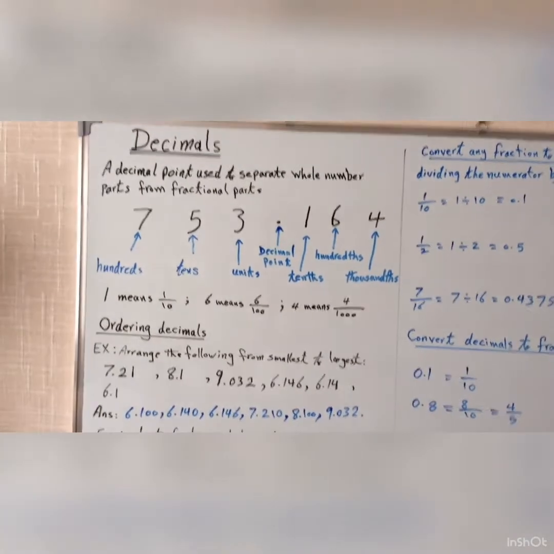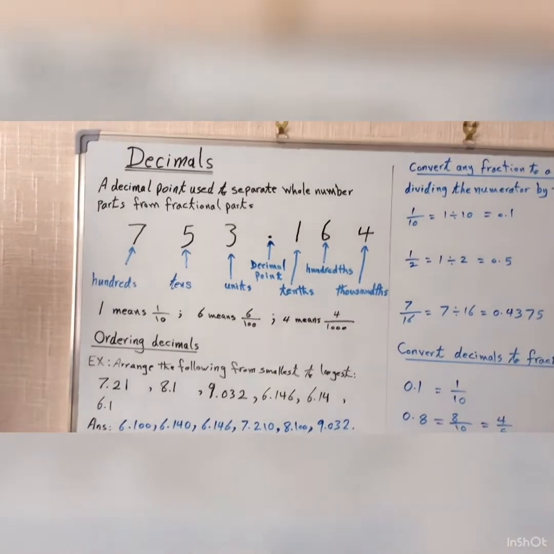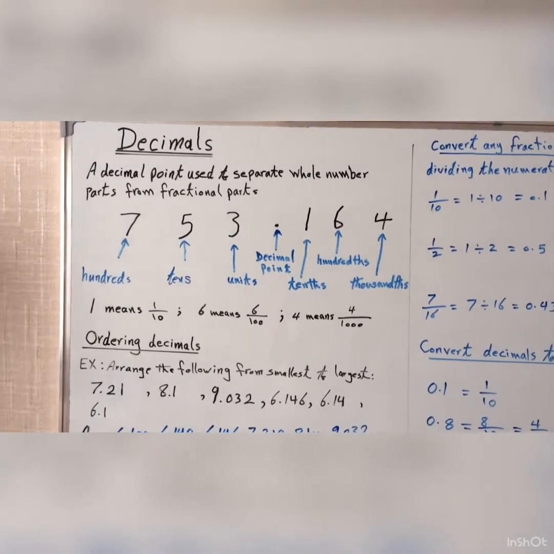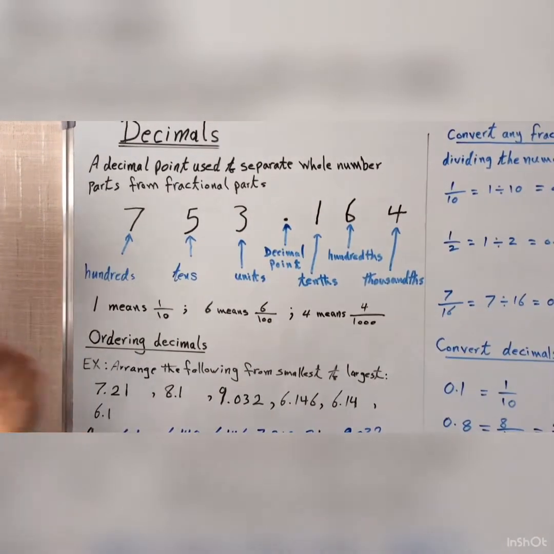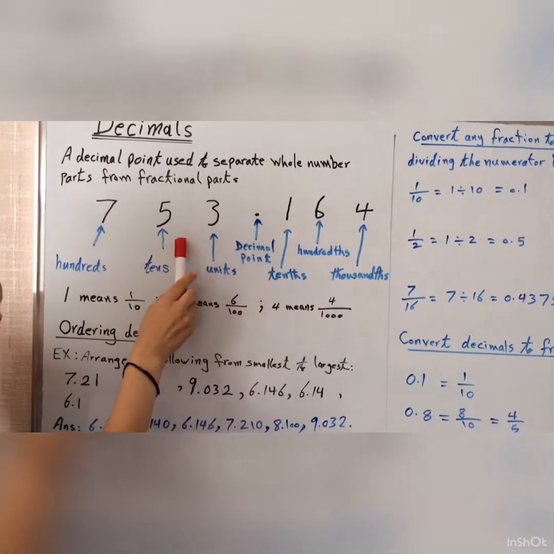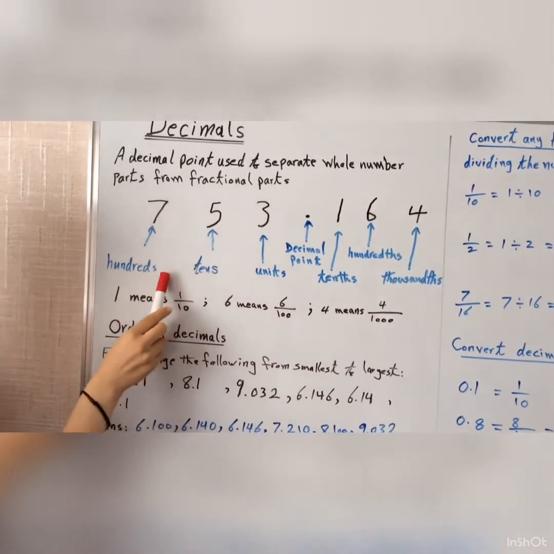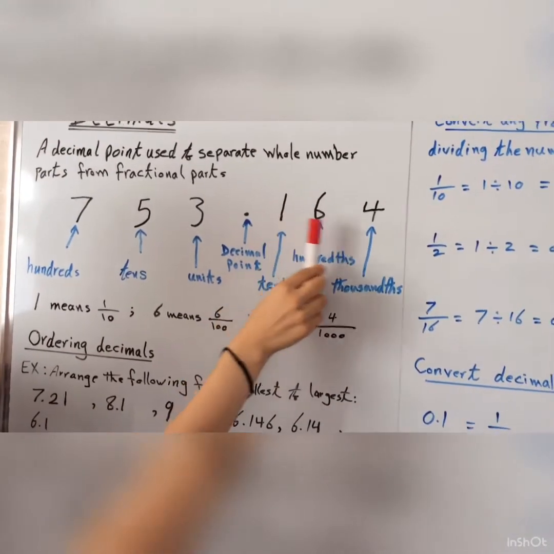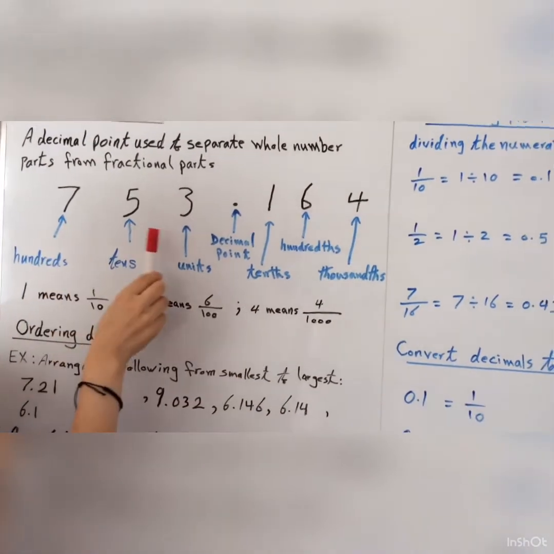This video is about decimals. A decimal point is used to separate whole number parts from fractional parts. This is the decimal point. This is the units, this is the tens, and the 7 is called the hundredths. This part of the number is the fractional part, and this is the whole number.